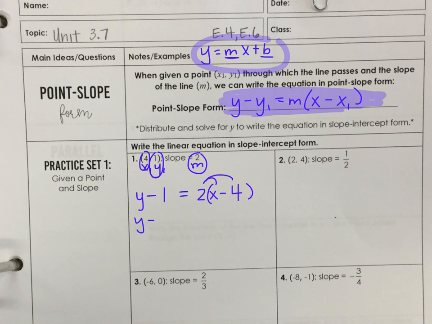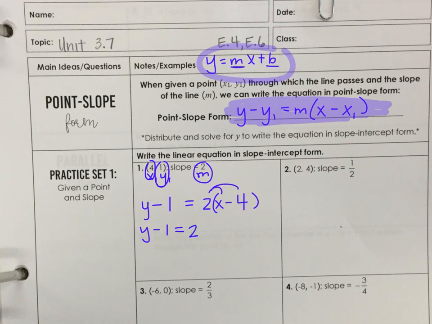I'm just going to copy y minus 1. 2 times x is 2x. 2 times negative 4 is negative 8. Now, all I do to get that y by himself, I'm going to add 1 to that side, add 1 to that side. Y equals 2x minus 7. And that's your answer. That's how, when you're given a point and a slope, you use point slope form to solve it, and then we could graph that.